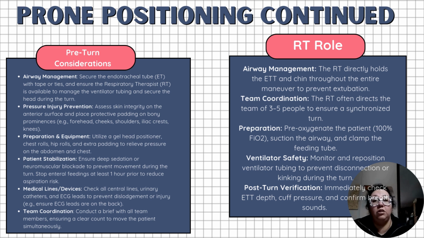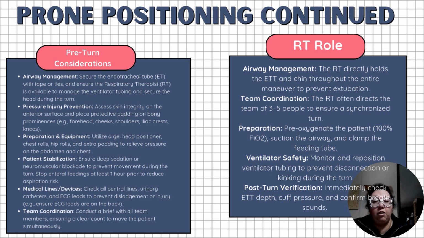Team coordination: the RT often directs a team of 3 to 5 people to ensure a synchronized turn. Preparation: you will pre-oxygenate your patient at 100 FiO2, suction the airway just to make sure that in the process of moving, there are no secretions that slide down if the ET tube does get moved a little bit and leaves a little wiggle room. And clamp the feeding tube, so make sure there's nothing else going in.